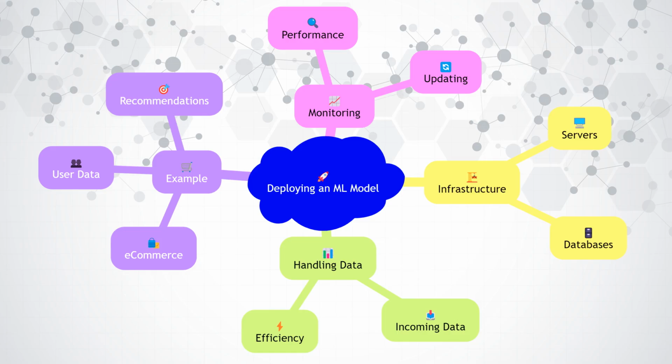Deploying an ML model involves integrating it into a production environment where it can make real-time predictions. This step requires setting up infrastructure, such as servers and databases, and ensuring that the model can handle incoming data efficiently. For instance, a recommendation system for an e-commerce site needs to process user data and generate recommendations quickly. Monitoring the deployed model's performance and updating it as needed is also crucial to maintain its effectiveness.